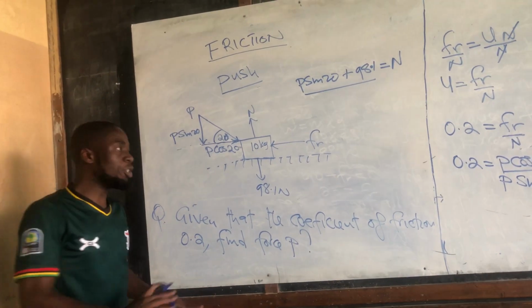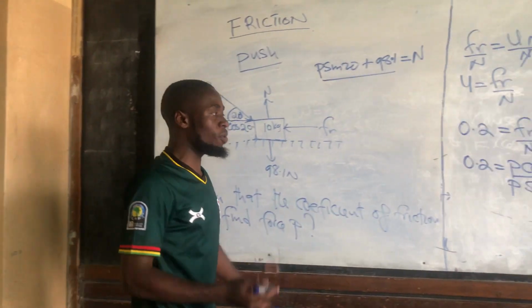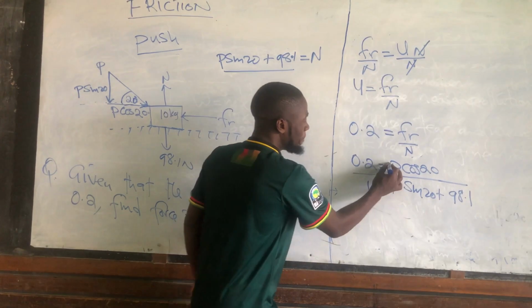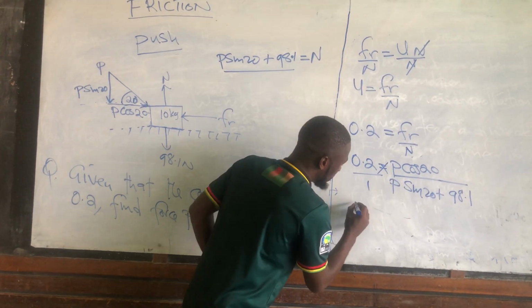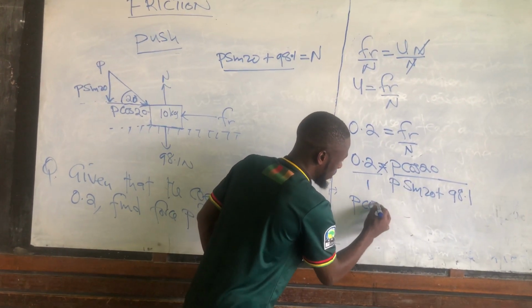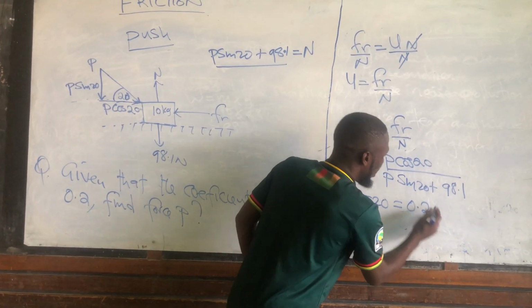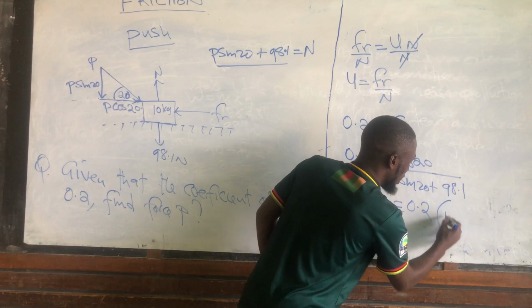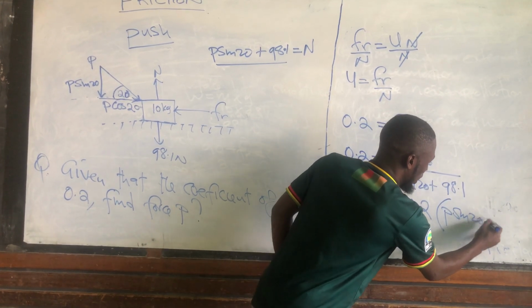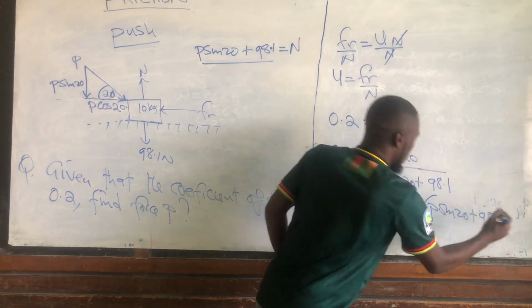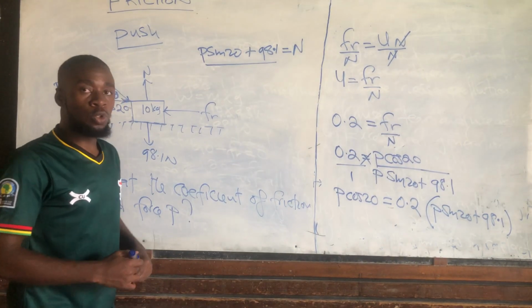Okay, so the moment you do this, you can even start smiling because now you're just doing mathematics again. You can cross multiply here. You say 1 times P equals 20, so P equals 20. Okay, then 0.2 multiplied by everything down here, which is P sin 20 plus 98.1 there. As simple as that. So now all you need to do is the mathematics.